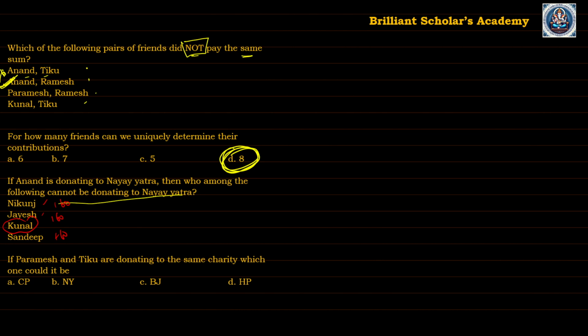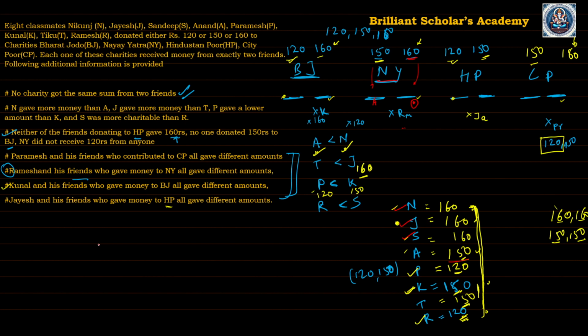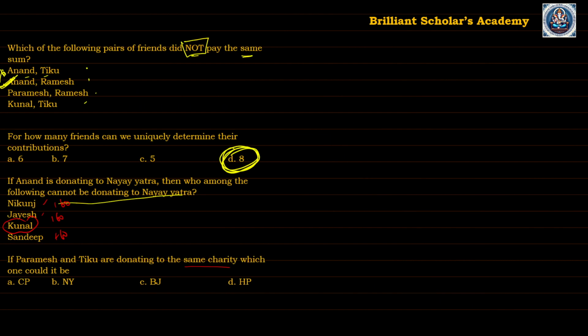If Parmesh and Tiku are donating to same charity, which one could that be? How much is Parmesh paying? Parmesh is paying 120, and how much is Tiku paying? Tiku is paying 150. So there is only one charity which is receiving 120 and 150 rupees. Jayesh cannot be there. So yes, HP Hindustan Poor is the charity where Parmesh and Tiku both can go and make donations.